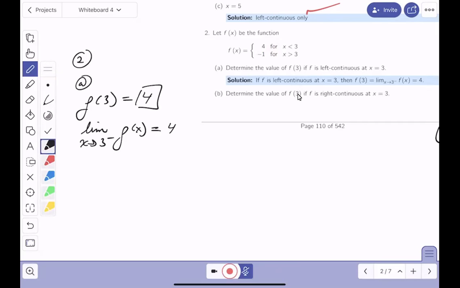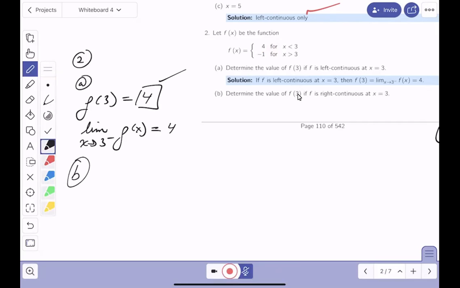Look at it. What do they say? They say if f is left continuous at x equals 3, then f of 3 equals a limit. Well, I'm writing the information down, and they do clearly state it's 4. Write that over there. All right. So we did okay. All right. Let's go to B.